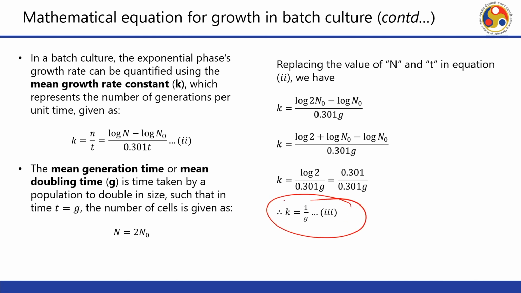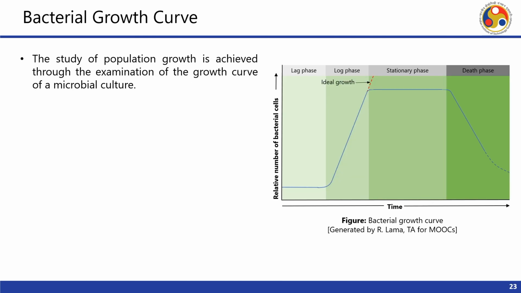So, this is how we calculate the relationship between the mean growth rate constant k and the mean generation time or mean doubling time g, using equation number 3. Let us now discuss the bacterial growth curve.